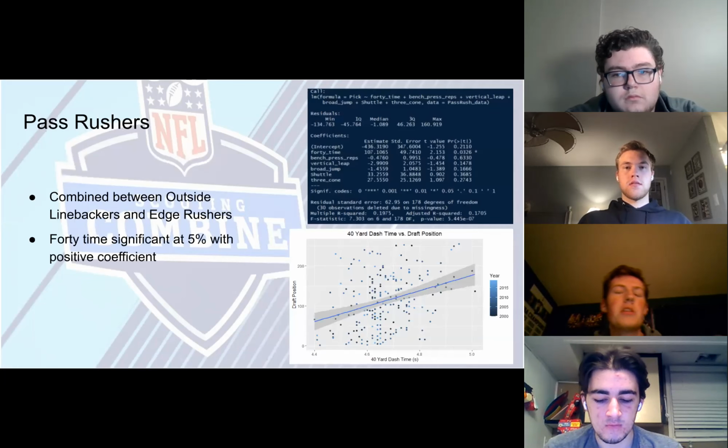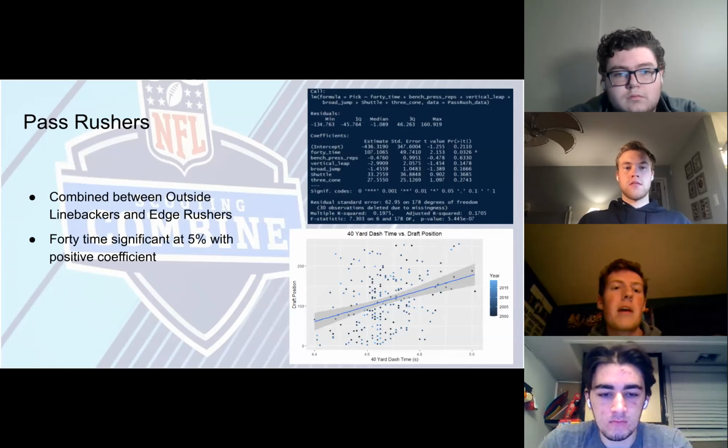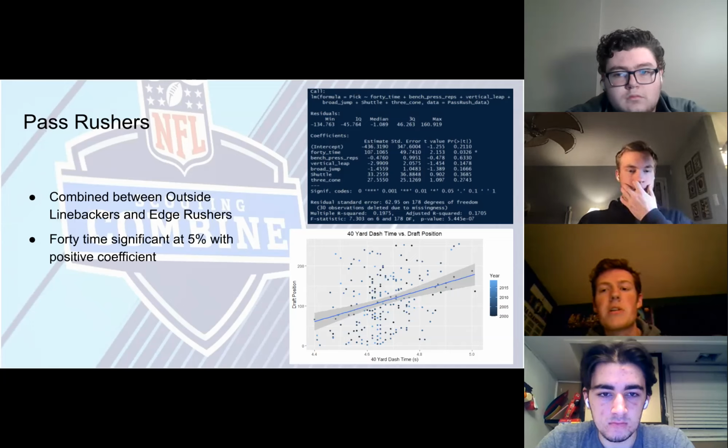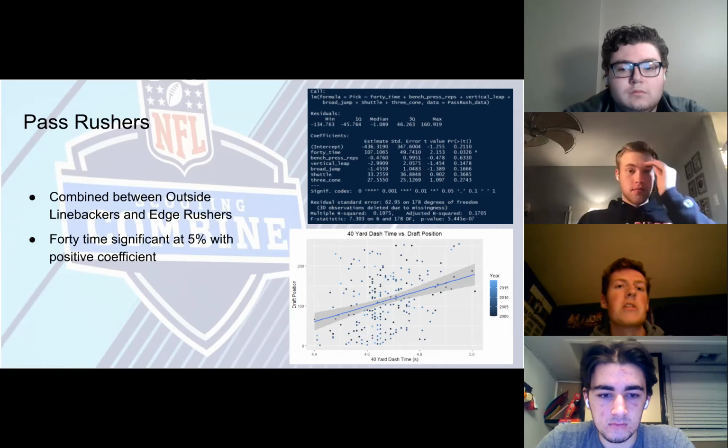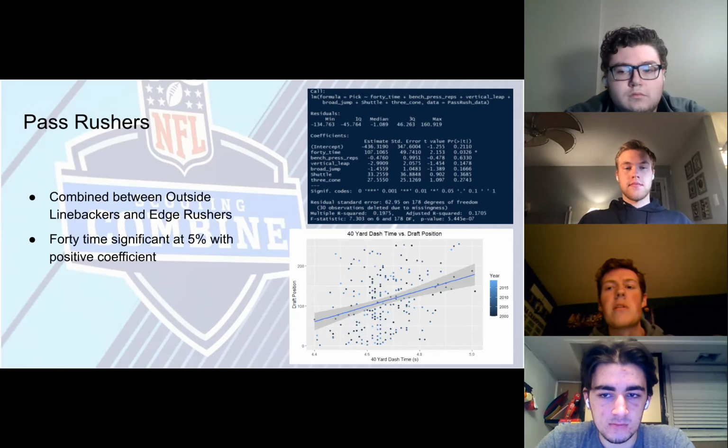And then the final position we looked at was pass rushers. For this, we combined the outside linebacker and edge rushers. And for this, the only variable we found significant was the 40 time. And this is basically saying the fastest players got drafted earlier. It was a little bit hard to find other stats to be significant since, combining outside linebackers and edge rushers, you have a large mix of bigger players and smaller players, and they're asked to do different things. So that's the main reason why we didn't think that there was going to be other significant values here.